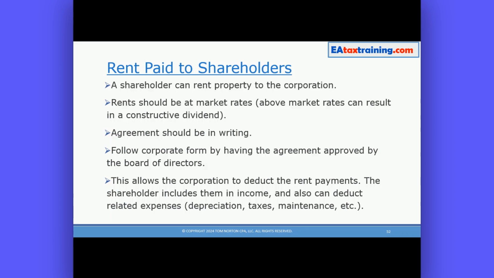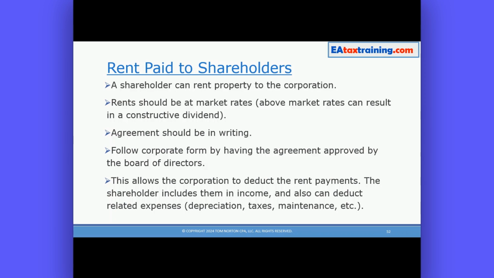And any rental agreement you have should be in writing. Again, it should follow the corporate form, being approved by the board, etc. And you want to make sure that both parties are following the rental agreement. So you've got a rental agreement, it's got certain terms about when rent should be paid, etc. Make sure that both parties are following the agreement. And this allows the corporation to go ahead and deduct the rent payments. And then the shareholder, of course, includes the rent and income, but they can also take deductions for related expenses.